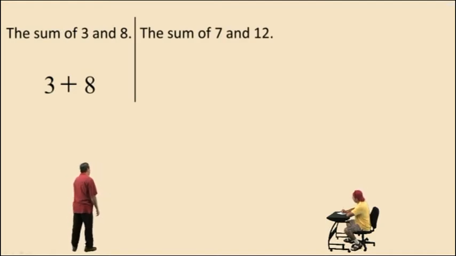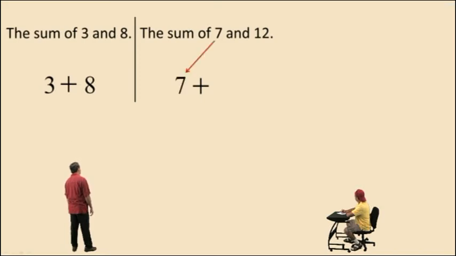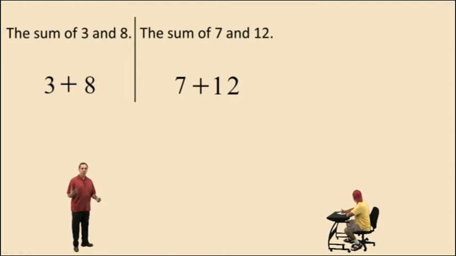The sum of 7 and 12. So watch, Charlie, the sum. Now what two things are we summing? 7 and 12. There we go. Now we're not interested in the result yet, although 7 plus 12 is 19.